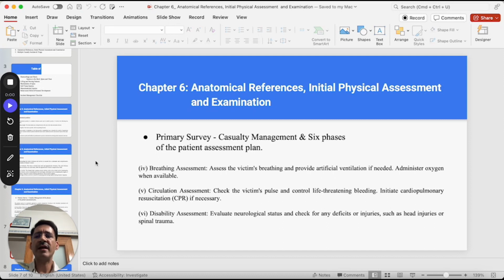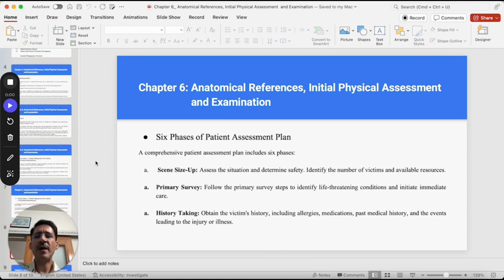Administer oxygen when available. Circulatory assessment: check the victim's pulse and control life-threatening bleeding. Initiate cardiopulmonary resuscitation if necessary. Disability assessment: evaluate neurological status and check for any deficits or injuries such as head injuries or spinal trauma.